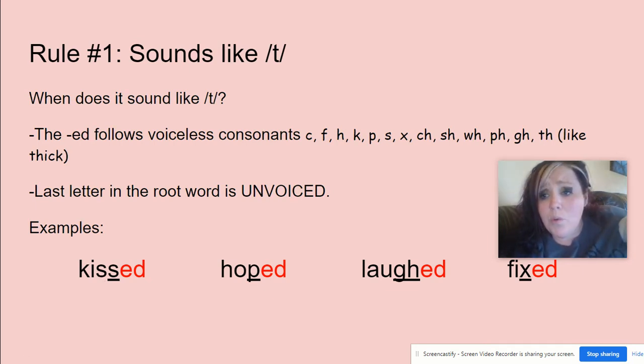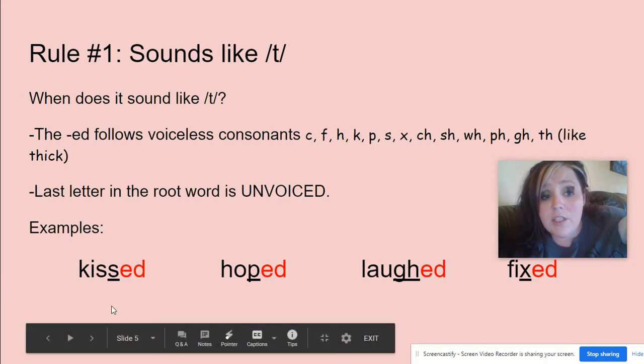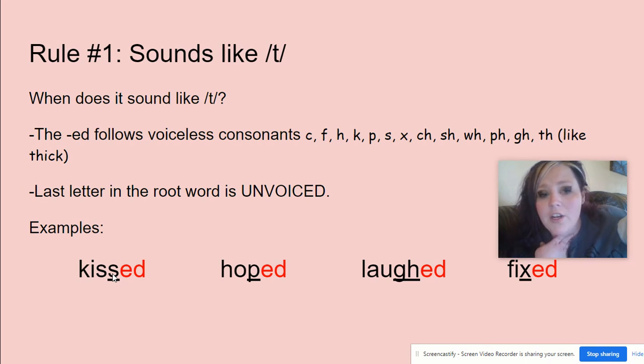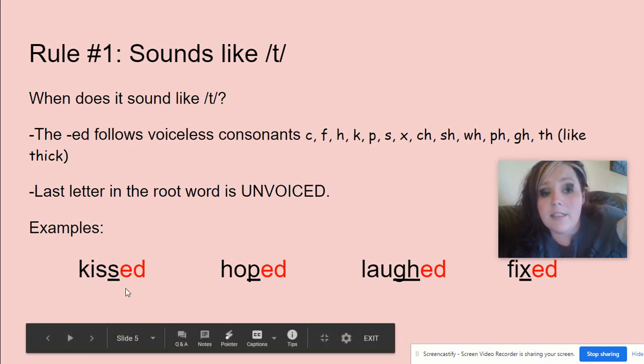The last letter in the root word is unvoiced. So what we see here in the word kiss, it doesn't make any vibration on our fingers. Kiss is going to make the t sound. So we have kissed. And then over here, we have the word hope. So it's going to make hoped.